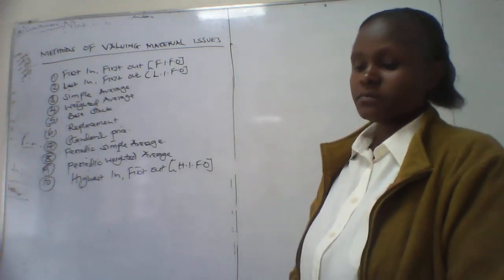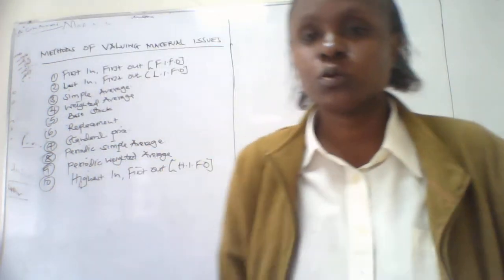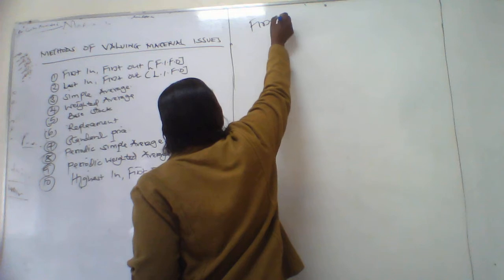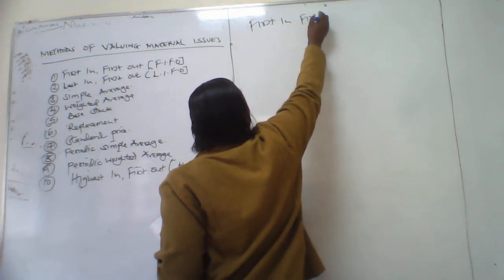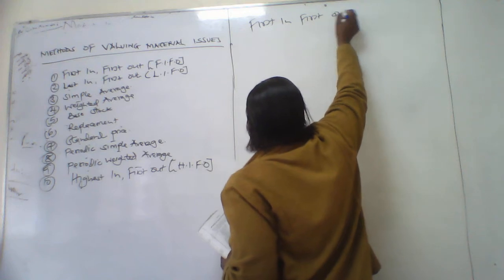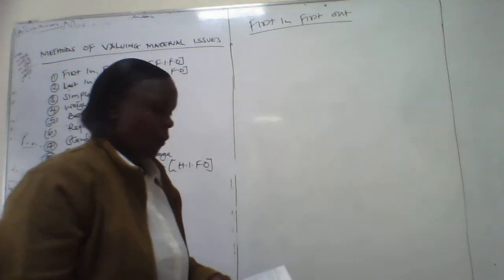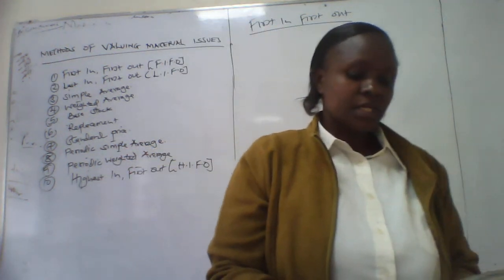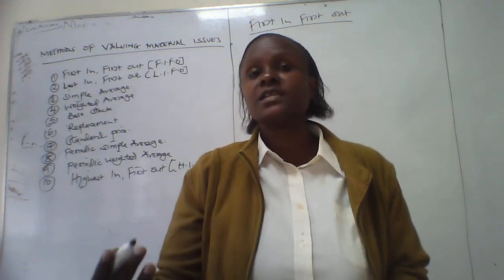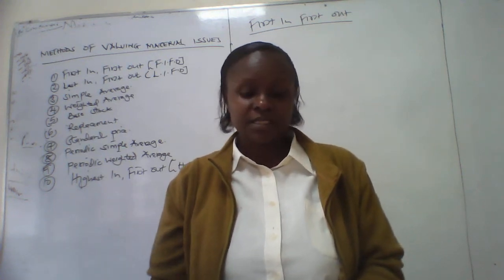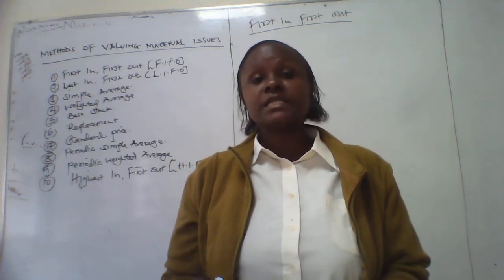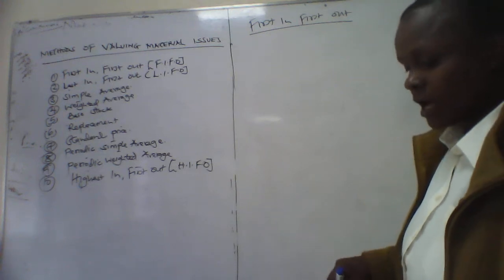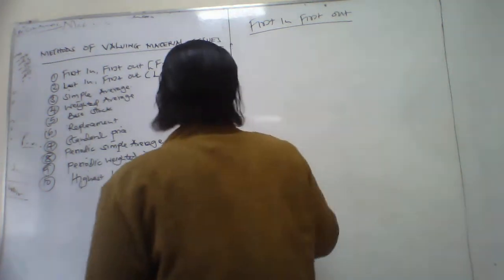Let's start with the first one, first in, first out. We call it FIFO. Under this method, the materials which are received first are the ones to be issued first. It assumes that the goods issued are those which have been longest on hand, and those remaining are at the rate of the latest purchase.